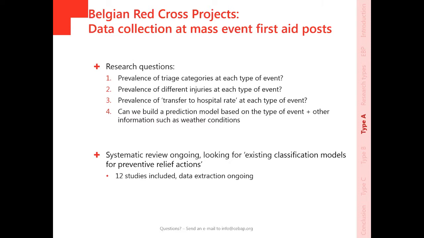At the same time, we are working on a systematic review where we are looking for existing classification models for preventive relief actions. And we currently have 12 studies included, and data extraction is ongoing. The goal is to use these models as an important foundation when building our own prediction model.